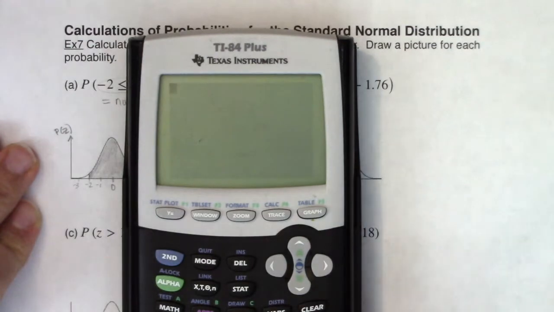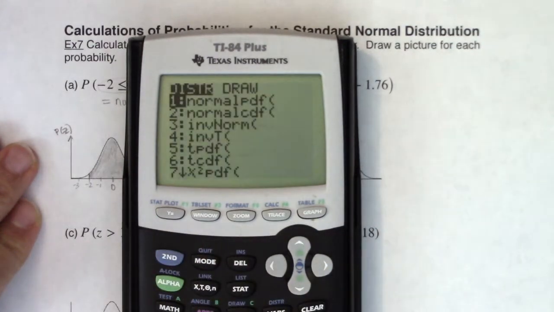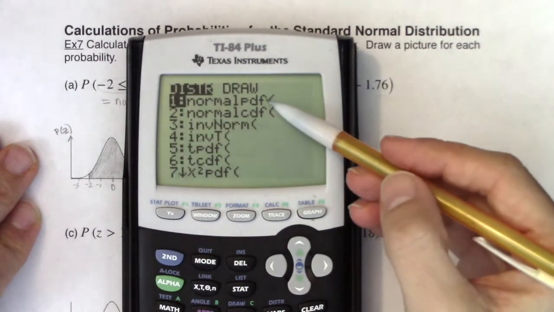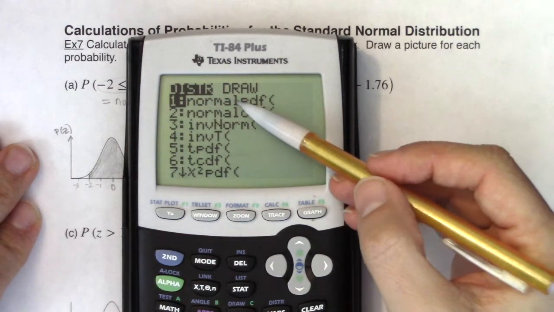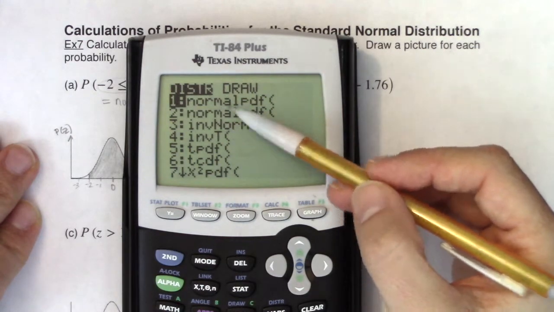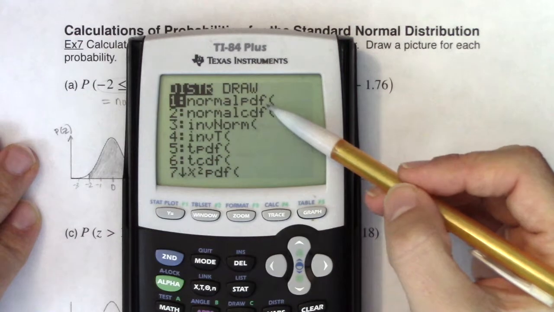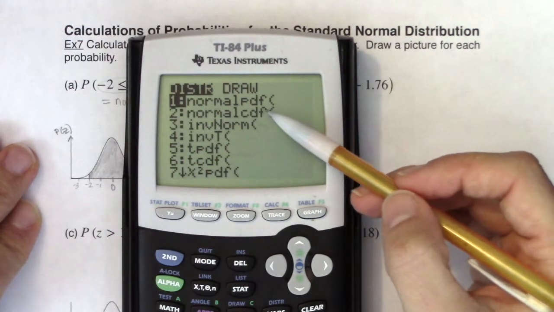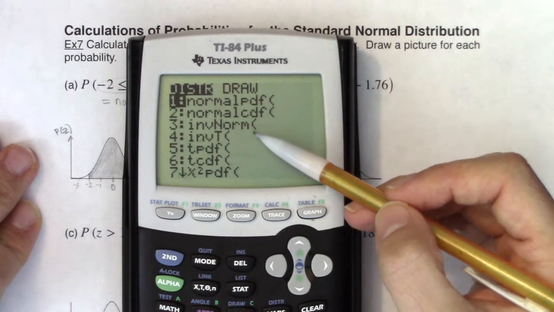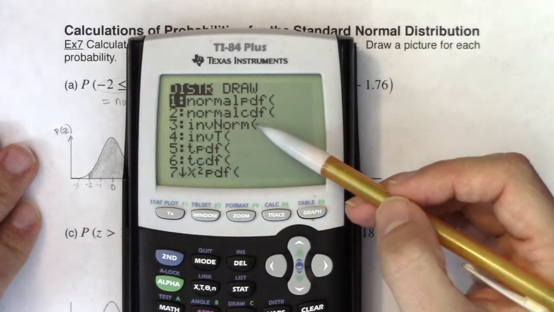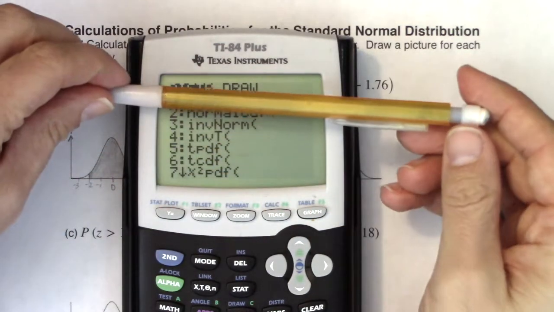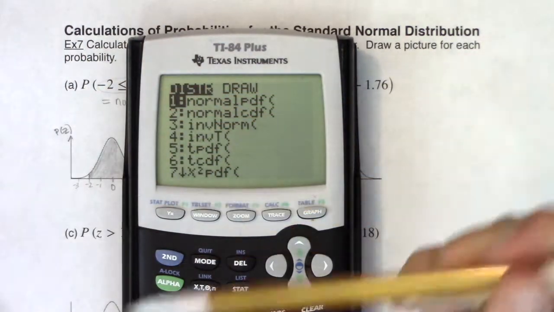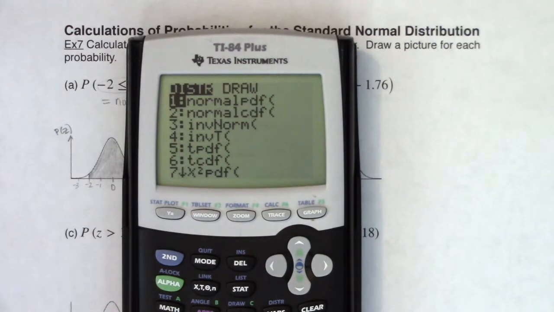All right, so I'm going to go into second and vars. Now, you have a couple of options with the norms, right? You can see 1, 2, and 3 all have the word normal in it. We will never use normal PDF in here. All right, we will always use normal CDF, and when we get there, we'll eventually use inverse norm. So never use option 1. All right, we're either going to use 2 when we're calculating probabilities, or we'll use option 3 when we're going backwards.